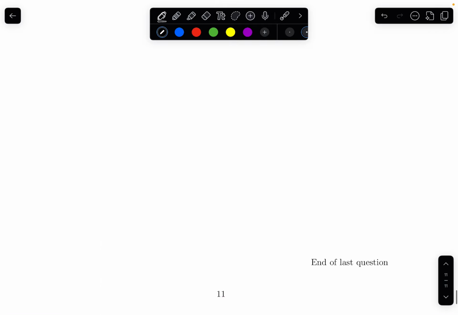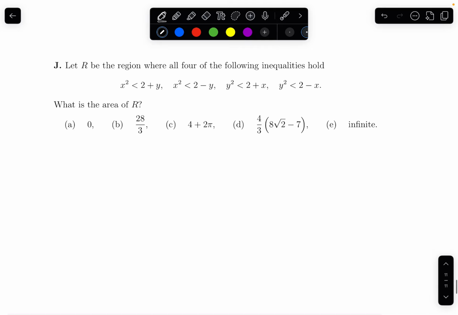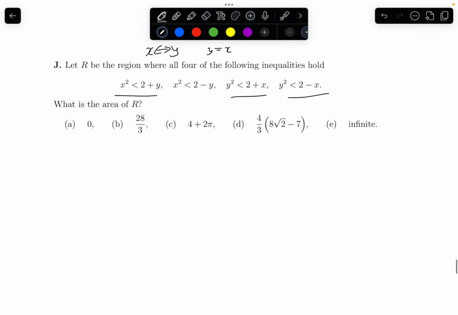J, this is our last question, and these look scary, but luckily X has just been changed for Y. So it's a reflection in line y equals x. It's just nice reflections to know. So first I sketched these two, I set them equal to y, and they just look like things we already know. So y equals x squared minus 2, and y equals minus x squared plus 2.